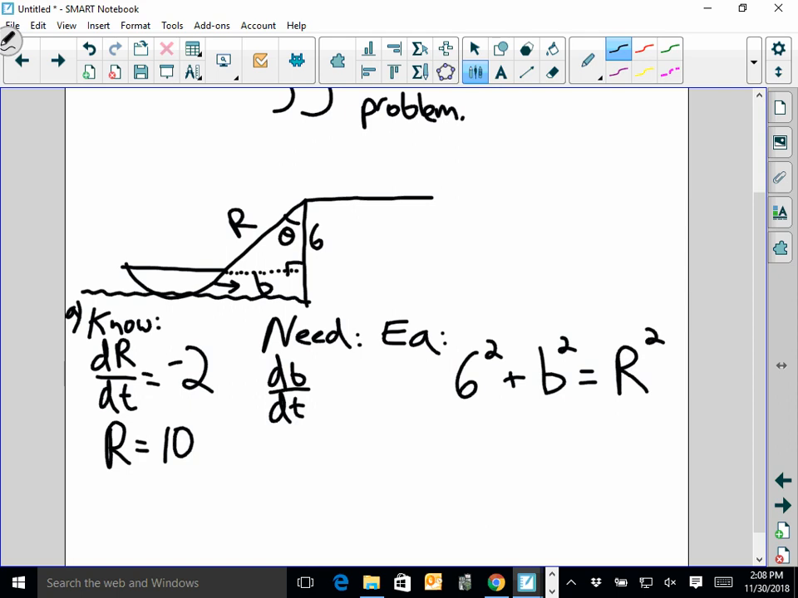Because 6 is a constant, we just leave it as 6. We never had to come up with a variable for that. We didn't have to call it height or anything because it wasn't changing. We'll just call it 6. It's always going to be 6. Okay, so now what I want to go ahead and do is do the derivative here.